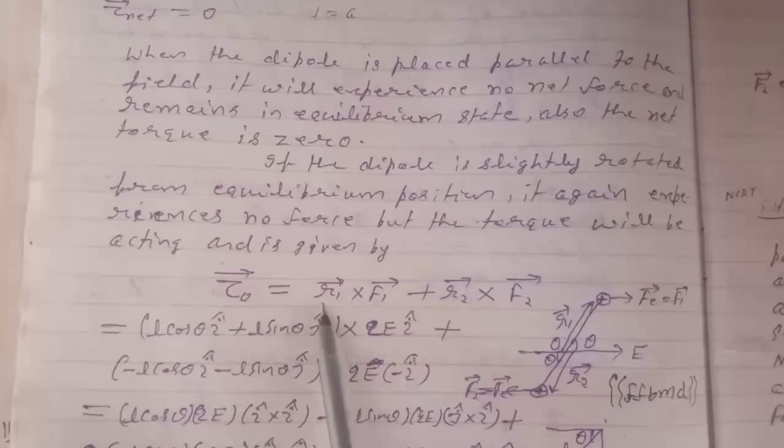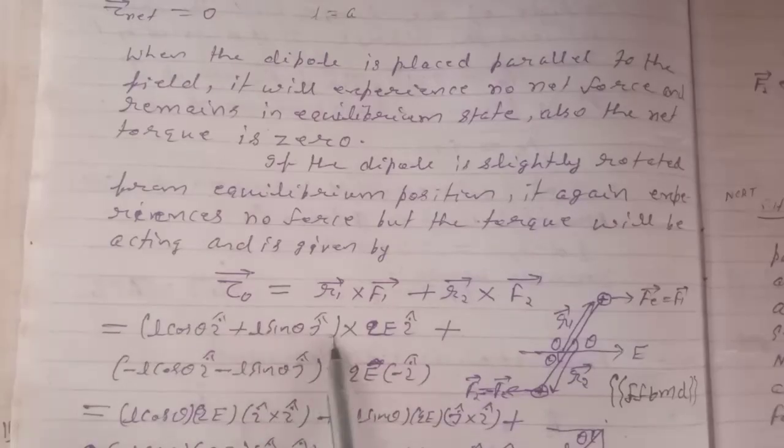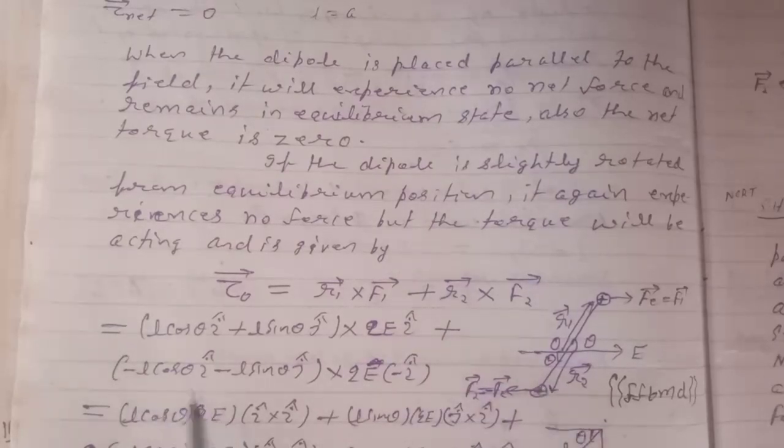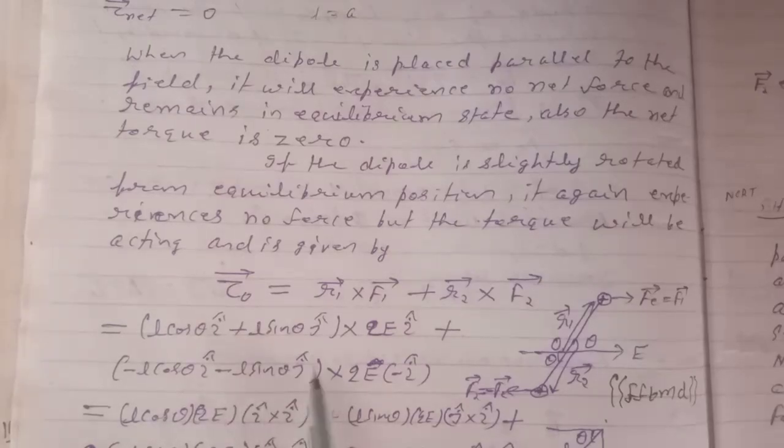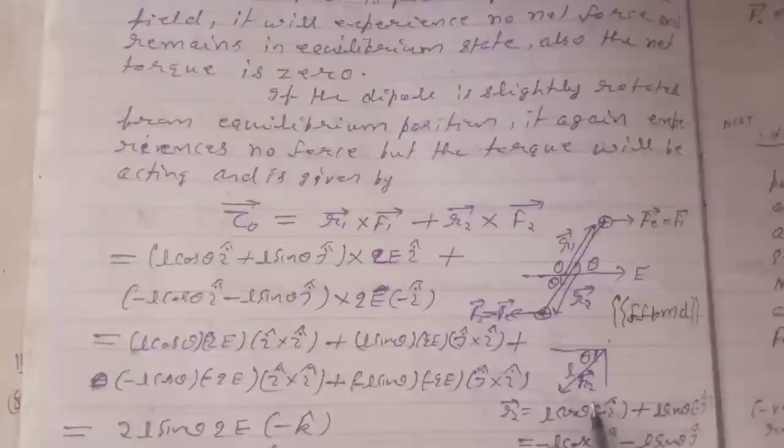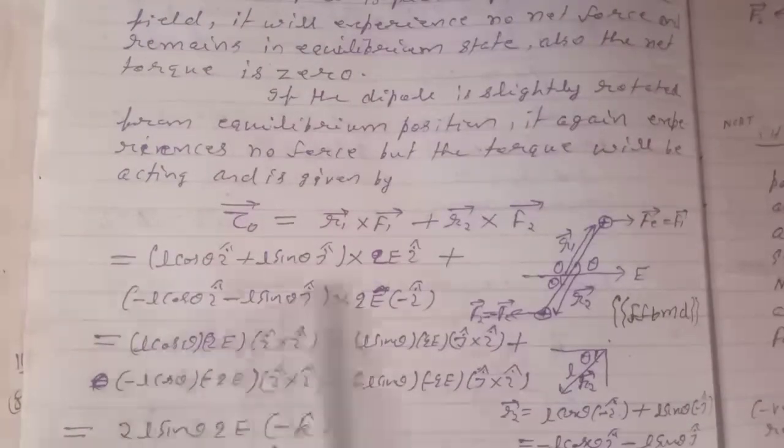Now, we are taking R1 in component form. So (L cos theta i cap plus L sin theta j cap) cross F1 vector, which will be Q E i cap, plus R2 in component form, (minus L cos theta i cap minus L sin theta j cap) cross Q into minus E i cap. So finally we solve it.